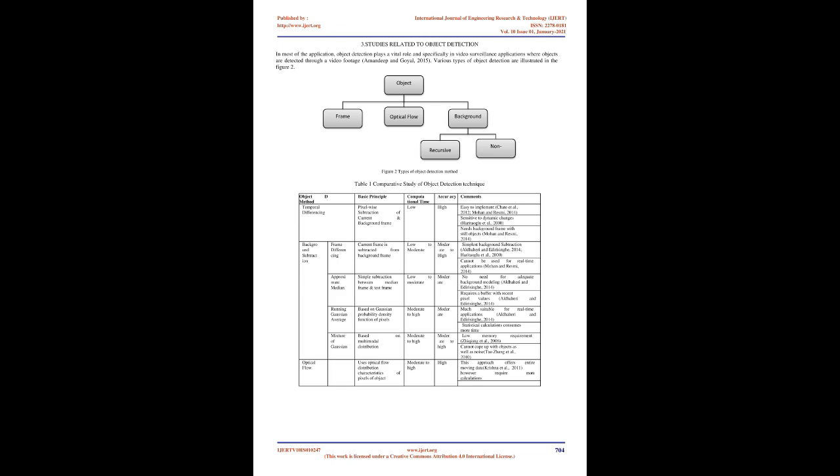The basic flow diagram of an object tracking is shown in Figure 1. Video sequence. Object. Recognition. Object. Studies related to object detection: the detection of an object in a video sequence plays a significant role in many applications, specifically video surveillance applications, Amandeep and Goyal, 2015. The different types of object detection are shown in Figure 2.